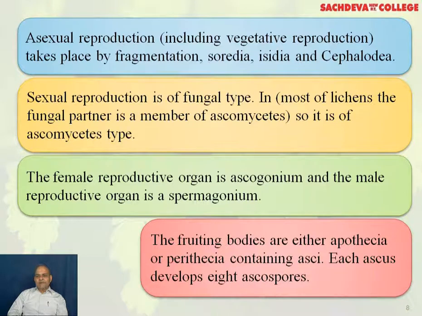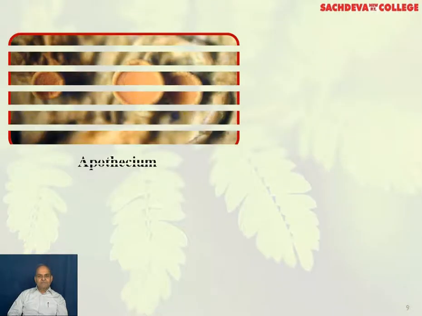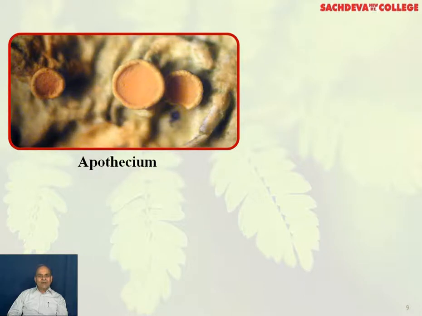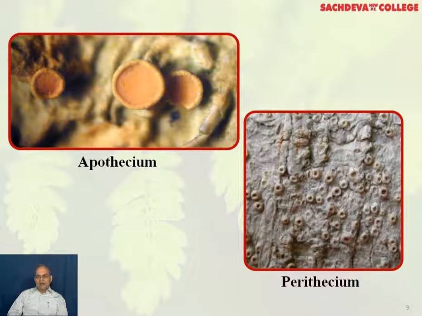The fruiting bodies are either apothecia or perithecia containing asci, and each ascus develops 8 ascospores. You can see this is a cup-shaped fruiting body called apothecium, and this flask-shaped fruiting body is called perithecium.